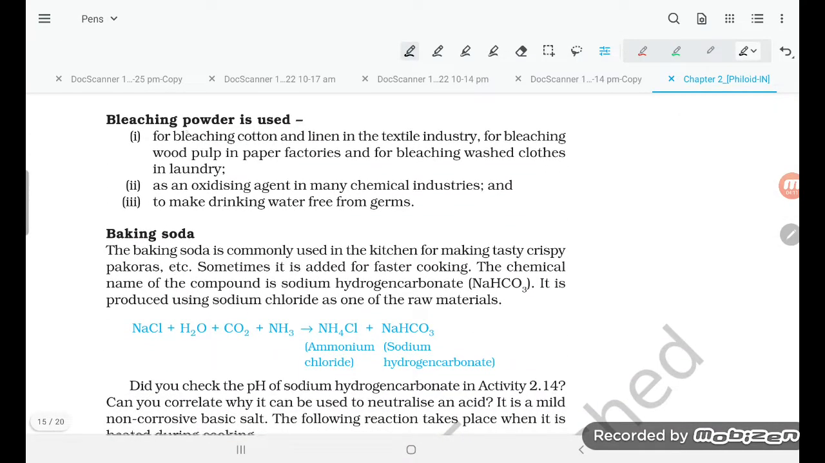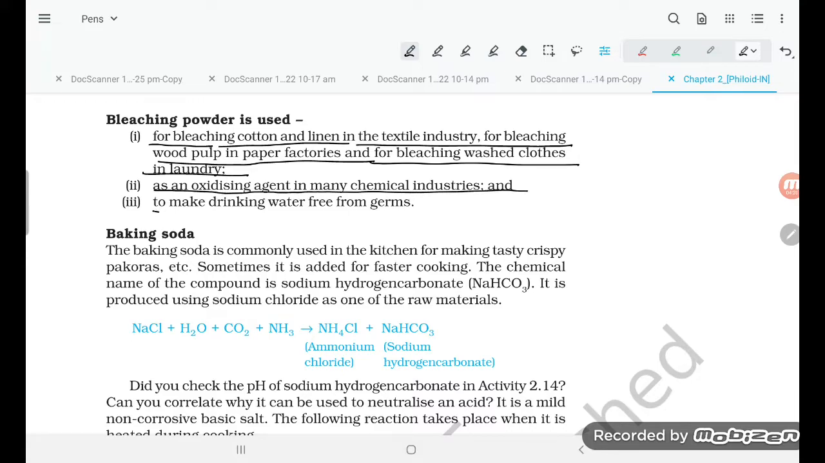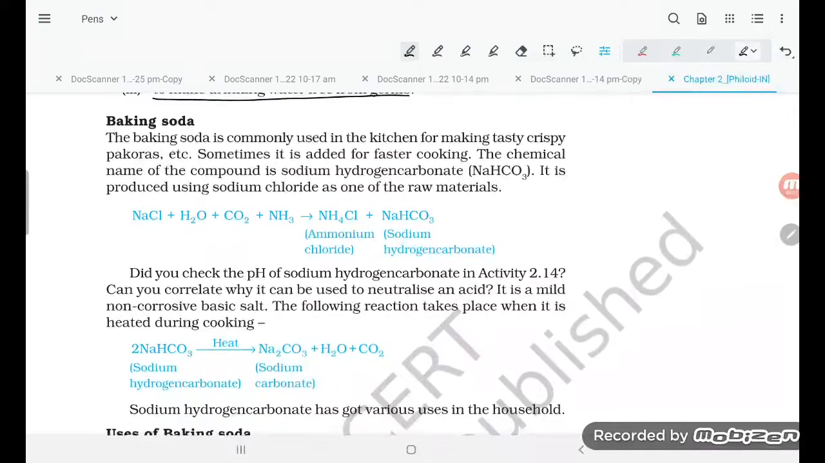Bleaching powder is used for bleaching cotton and linen in the textile industry, for bleaching wood pulp in paper factories, and for bleaching washed clothes in the laundry. It is used as an oxidizing agent in many chemical industries and to make drinking water free from germs.